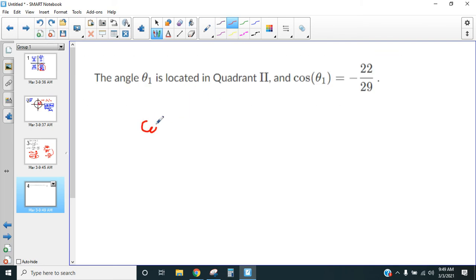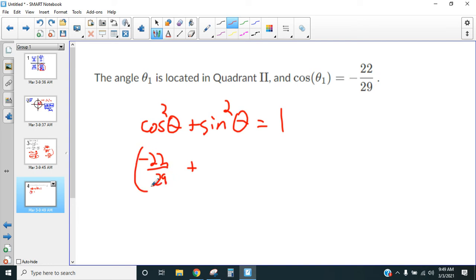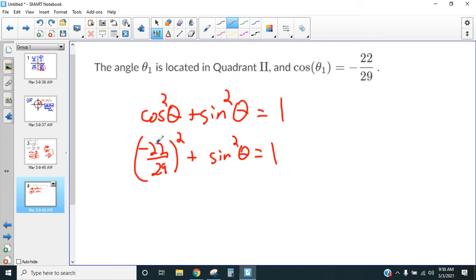Here we go. We know cosine squared plus sine squared equals 1, correct? So the first thing to do is substitute. We have negative 22 over 29, but we have to square that thing. I'm going to go fast here. Somebody help me square these two numbers, 22 and 29. Forget about the negative. What'd you get? 484 over 841. Oh, my. 484. Whoa. 484 is right, yeah. And then what?